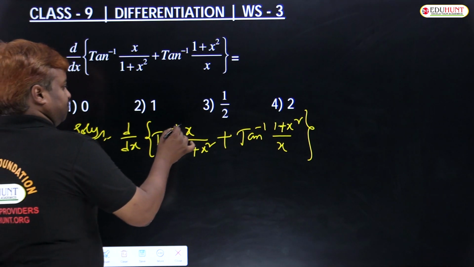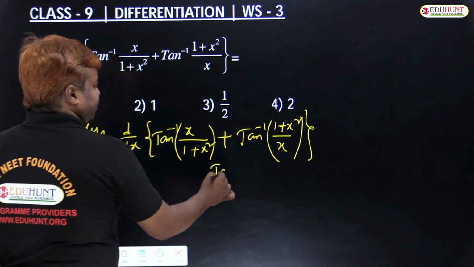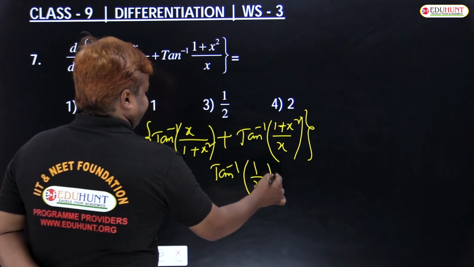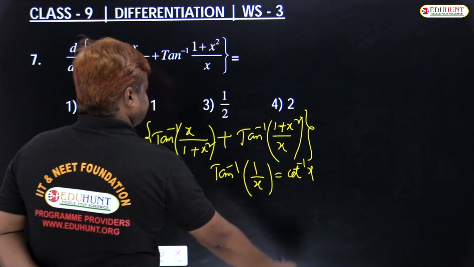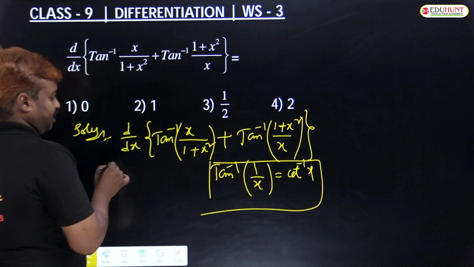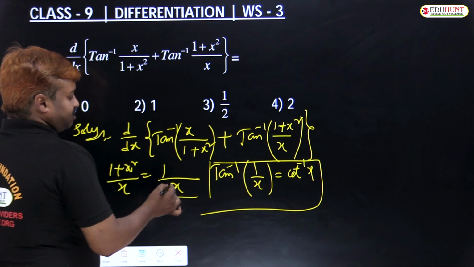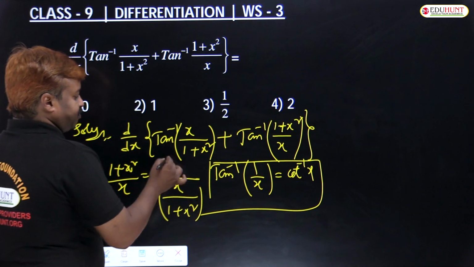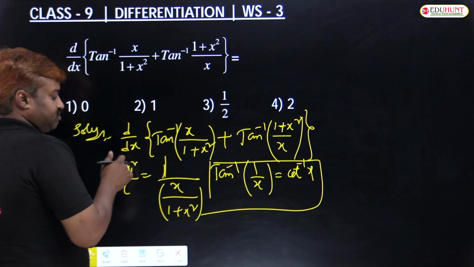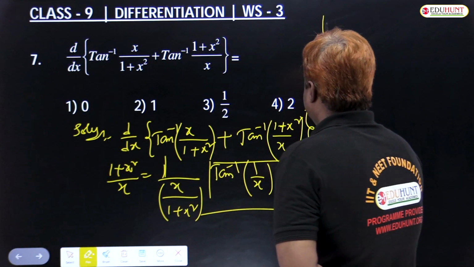Now here, tan inverse x plus tan inverse 1 by x. So tan inverse 1 by x can be written as cot inverse x, since the reciprocal of x means 1 by x. And 1 plus x square by x is the reciprocal of x by 1 plus x square. So now I will substitute the value, that is cot inverse x.